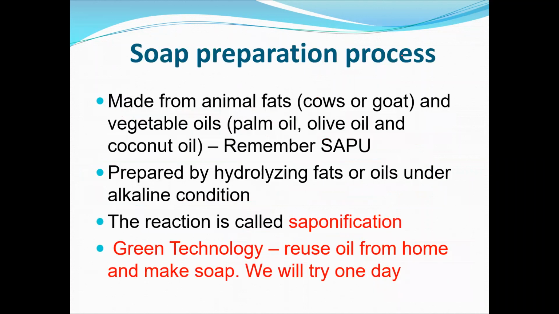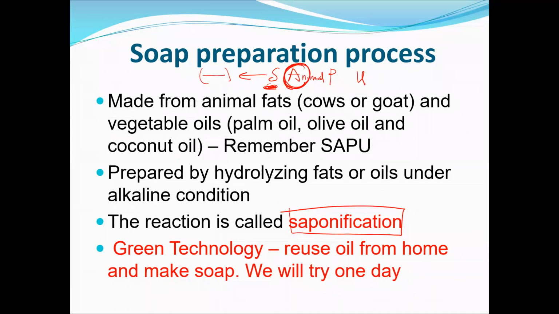Now, teacher wants you to remember I get soap from saponification. You already know that. And I want you to remember SAPU. Teacher, what is SAPU? So if it is animal fat, it is saturated. Saturated, one single bond or double bond? Single bond. Excellent. Saturated is single bond. So if you look at the question, you see all single bonds, that is saturated. Saturated only can come from animal.